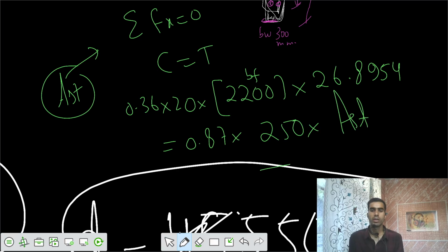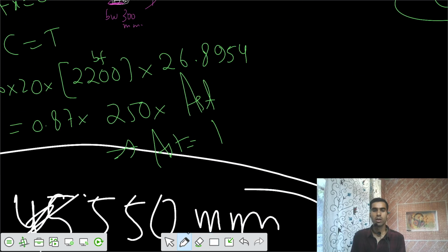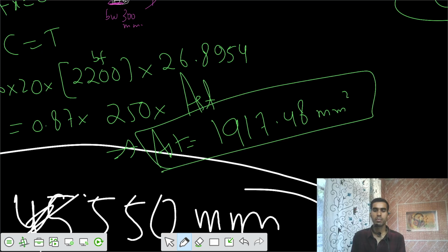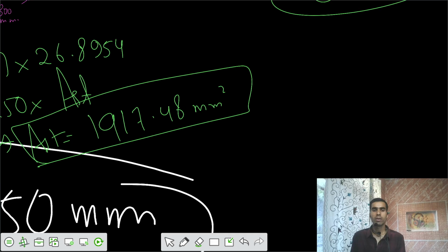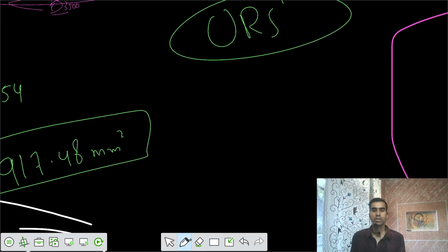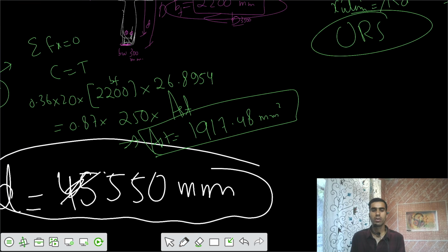So AST would be equal to, what is the value of AST we have? 1917.48. This is almost equal to 1917.48. There might be a little bit of variation, so let's forget that. That's not a big issue. 1917.48, and corresponding to this equation, let's solve for the actual value.